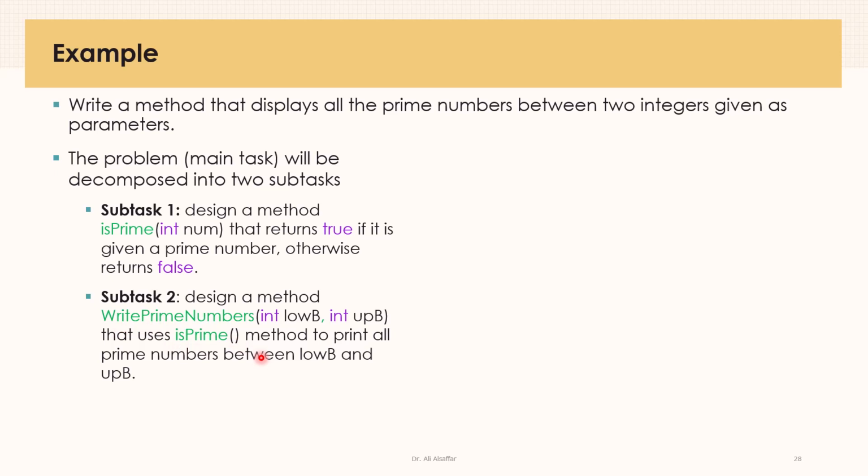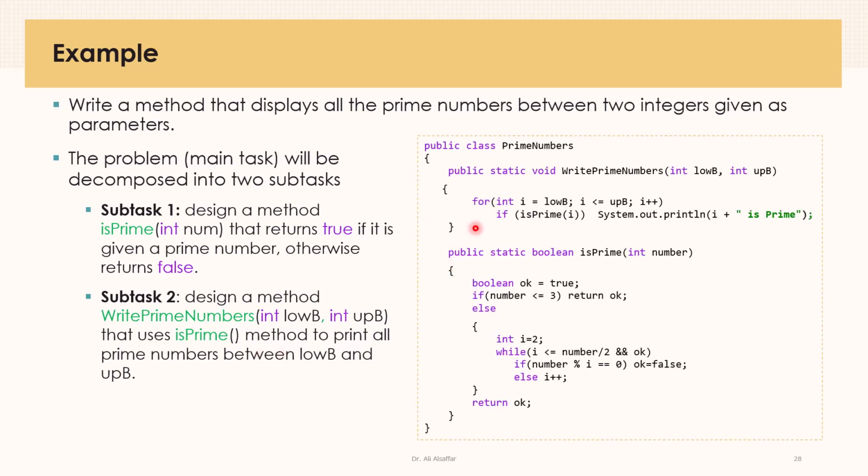Let us see the implementation of these two methods. The two methods are defined as static methods and they are placed in one class called PrimeNumbers. So if we want to use these two methods, we simply write the name of the class followed by a dot followed by the name of the method.